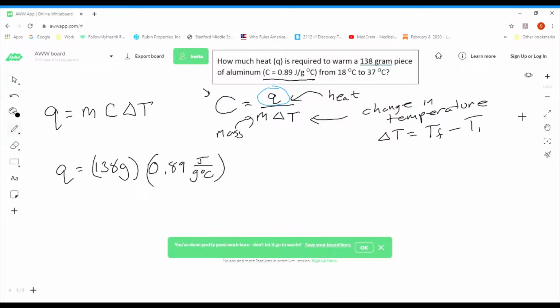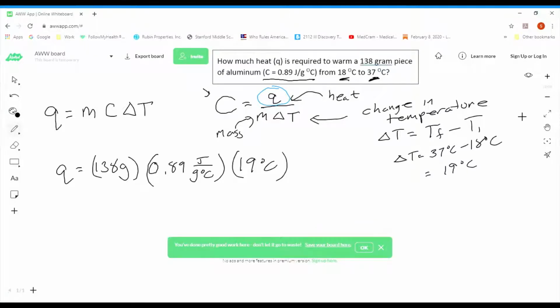And then what we need is the delta T. What is the change in temperature? The temperature is going from 18 degrees Celsius to 37, so it's T final minus T initial. Here's your T final, here's your T initial. So delta T is going to be equal to 37 degrees Celsius minus 18 degrees Celsius. 37 minus 18 is 19 degrees Celsius, almost 20 degrees Celsius. So that's the number we're going to put in here, 19 degrees Celsius.